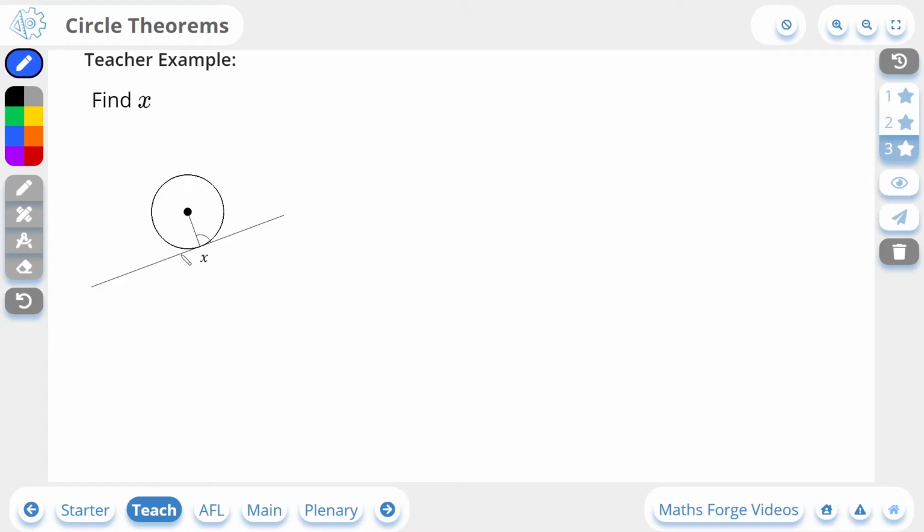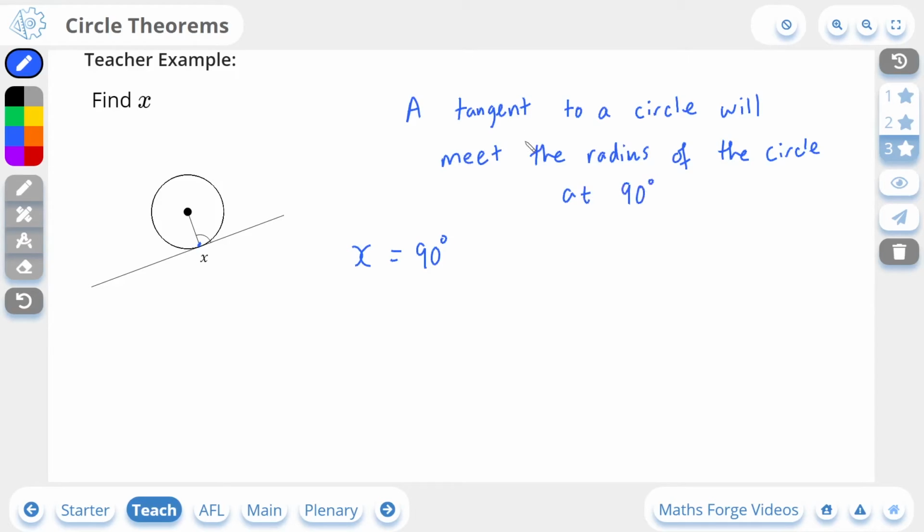The first one is a circle with a tangent to the circle. A tangent just means a straight line that touches the circle at one point of its circumference. Now something you should know about a tangent to any circle is that it forms a right angle with the radius of the circle. So this angle here, x, is going to be 90 degrees. And the description for this circle theorem is a tangent to a circle will meet the radius of the circle at 90 degrees. And if we check our answer, there it is.